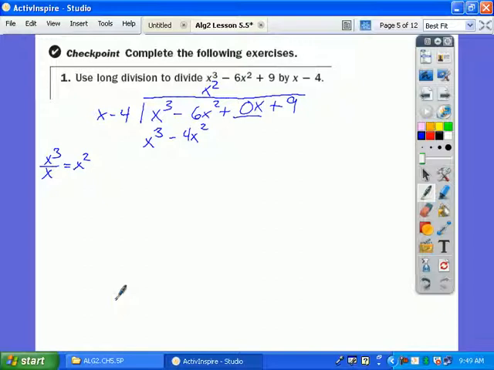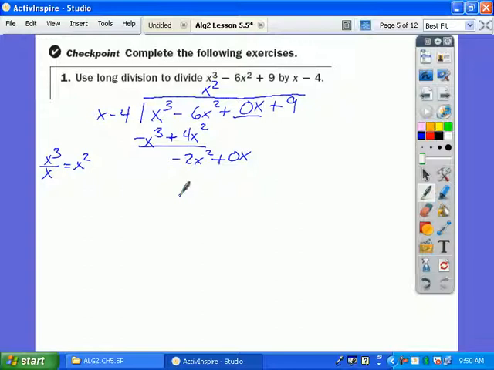Now we subtract. Subtraction means change all of the signs. So the x cubes drop. I have negative 6x squared plus 4x squared is negative 2x squared. We bring down the next term plus 0x, which obviously isn't going to do anything for us, but we'll bring it down. Now we divide again. The process at this point has gone an entire loop. We've done the entire process, and we're going to start over.